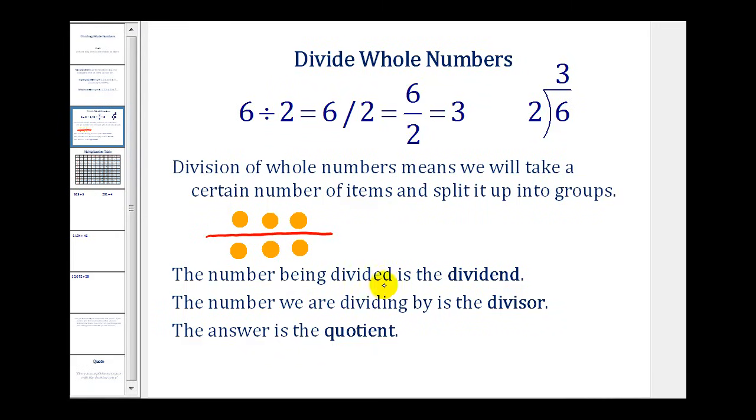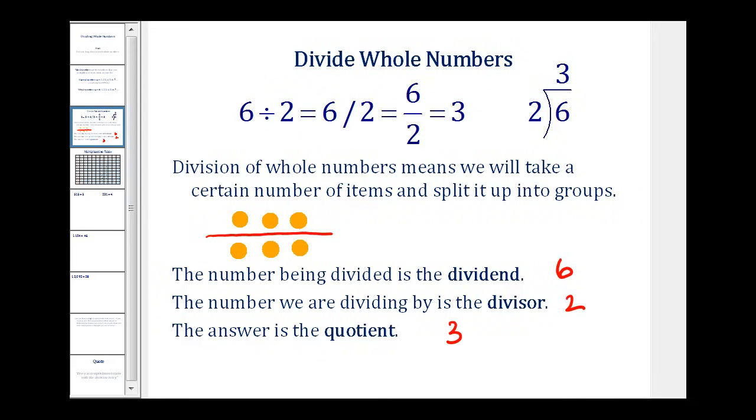The number being divided is called the dividend. So in this problem, 6 is the dividend. The number we are dividing by is called the divisor. So in this problem, 2 is the divisor. And then the answer is called the quotient. So for this problem, 3 is our quotient.